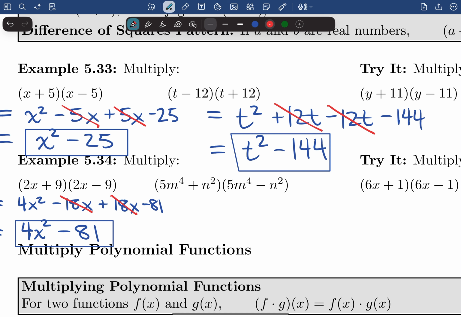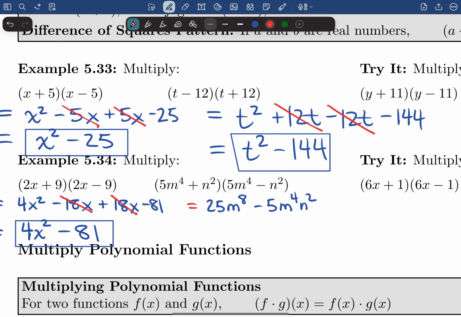Let's go ahead and try this. We notice these are the same two terms, 5m to the fourth and n squared, and we see addition and subtraction, so opposite signs between the terms of the two binomials. These are conjugates. In all these cases, we are multiplying conjugates together. 5m to the fourth times 5m to the fourth is 25m to the eighth. And 5m to the fourth times negative n squared is negative 5m to the fourth n squared.